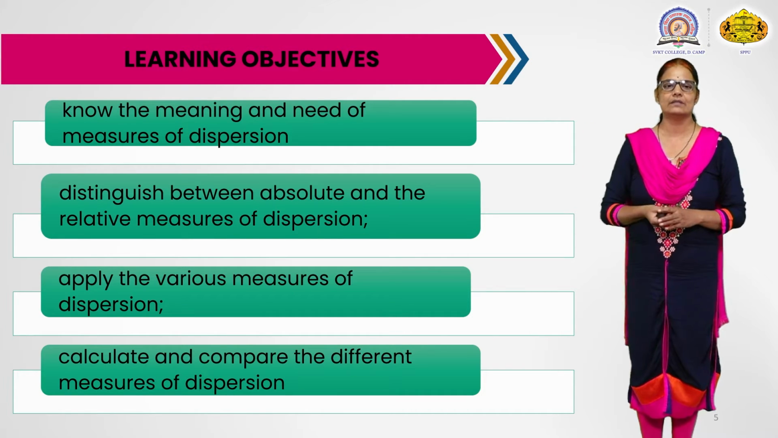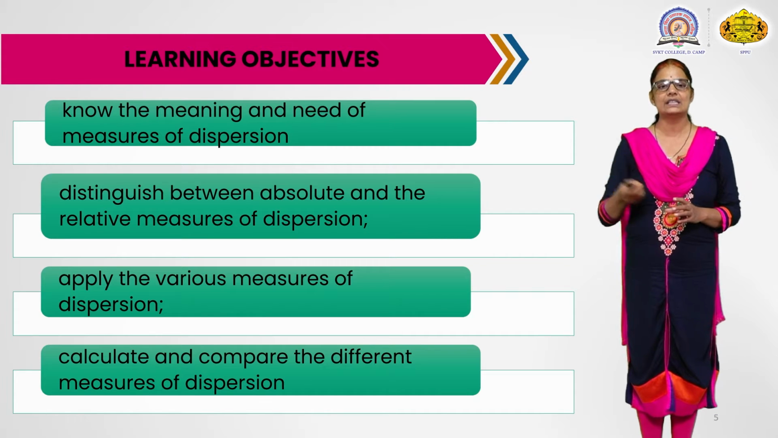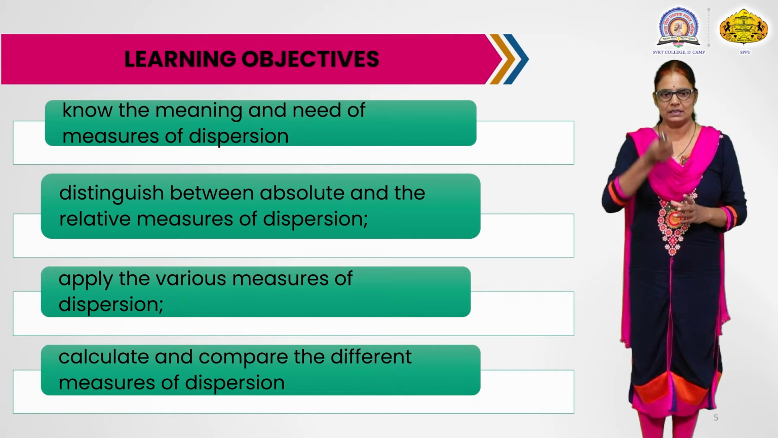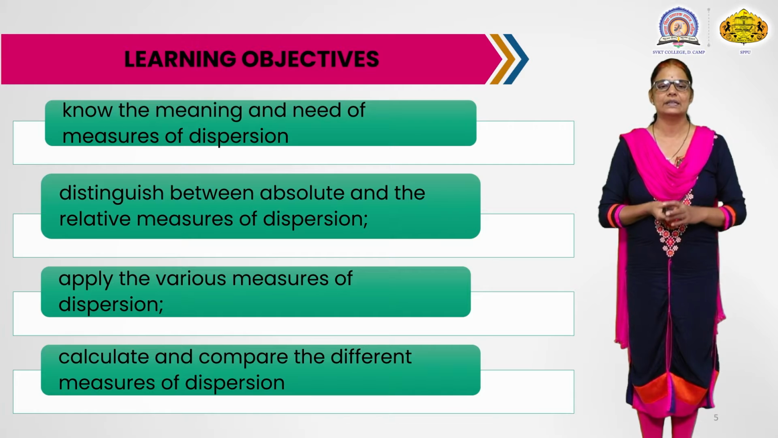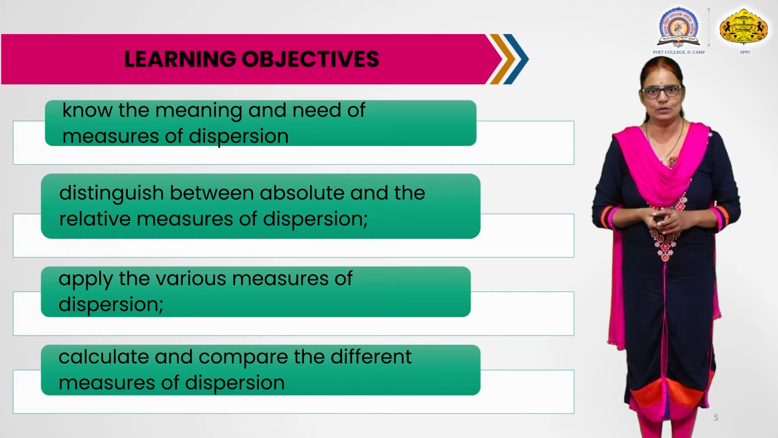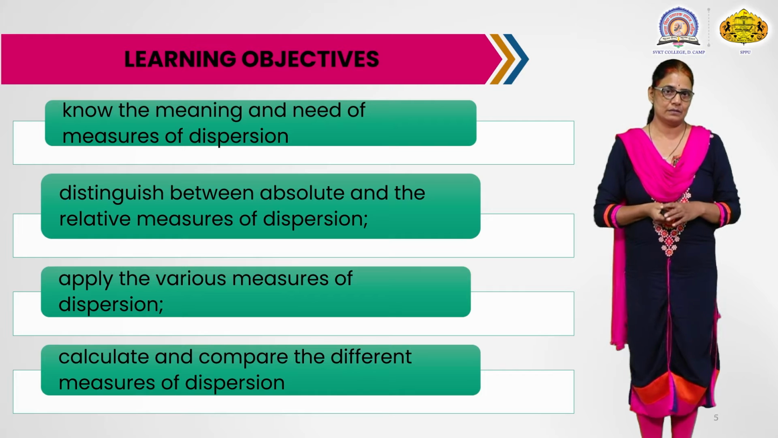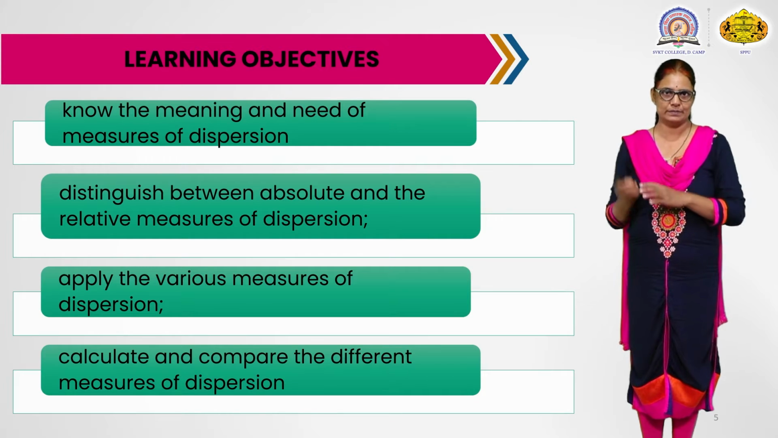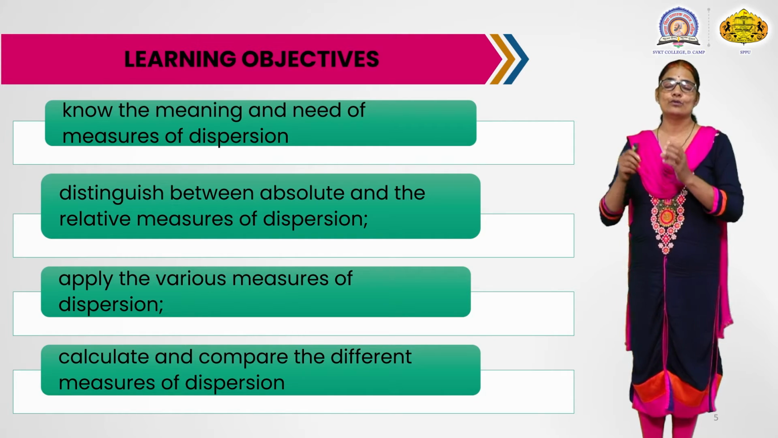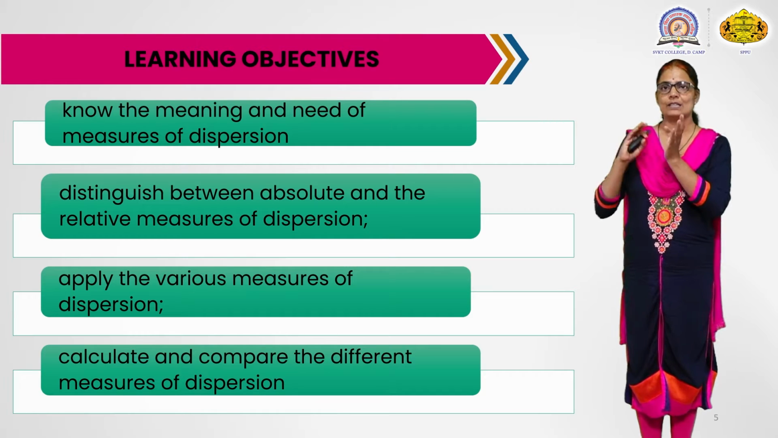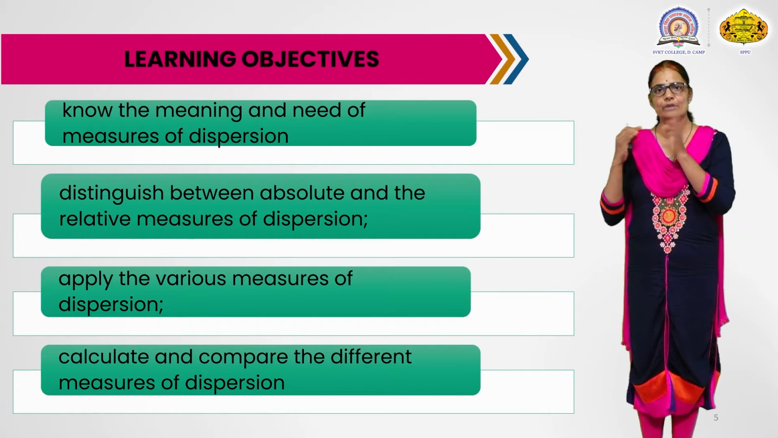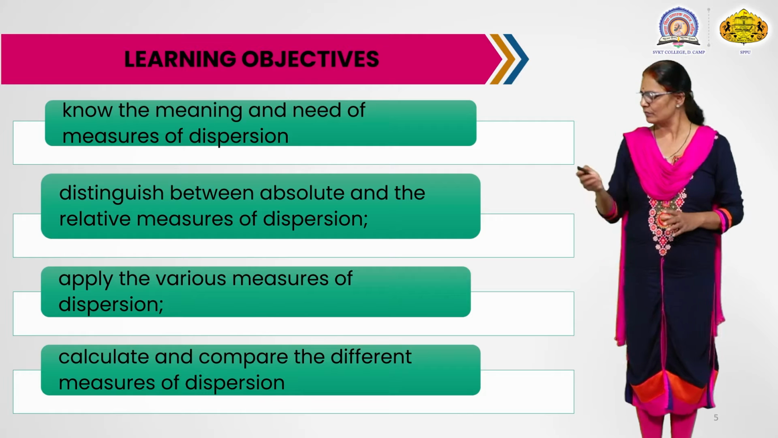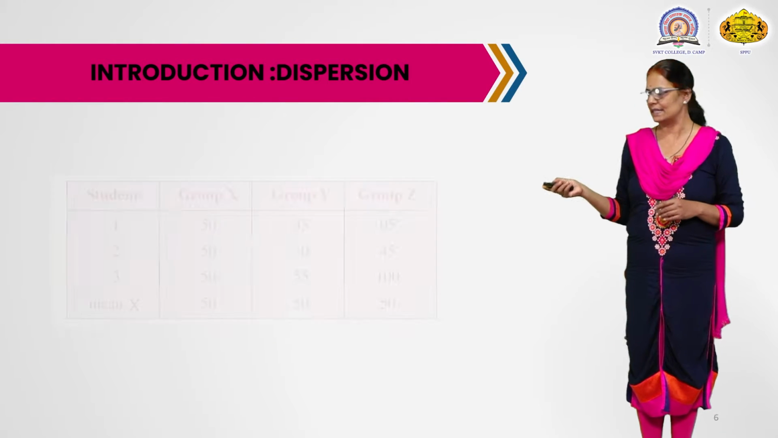The third learning objective is that you can apply the various measures of dispersion to the given data, and another objective is to calculate and compare the different measures of dispersion. So the main aim of this video is that you should know the meaning and the need of dispersion. This is the first primary aim. You should know the types of dispersion, the difference between them, and where we have to apply the absolute measure and where we have to apply the relative measure. So these are the objectives of today's lecture.